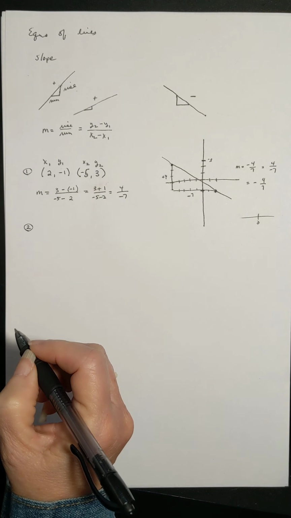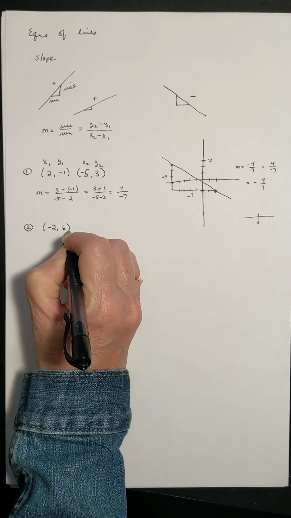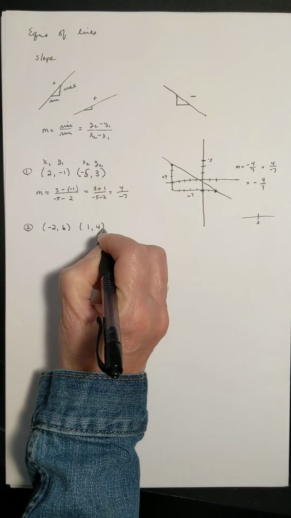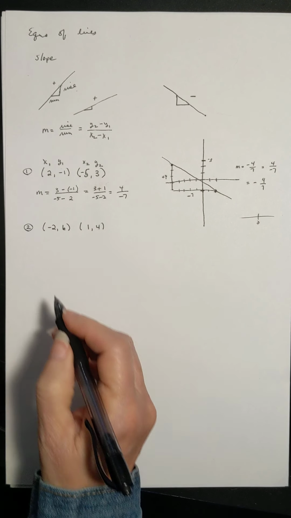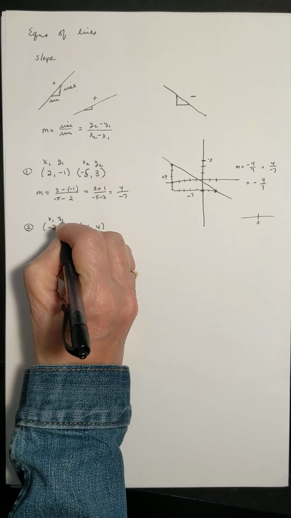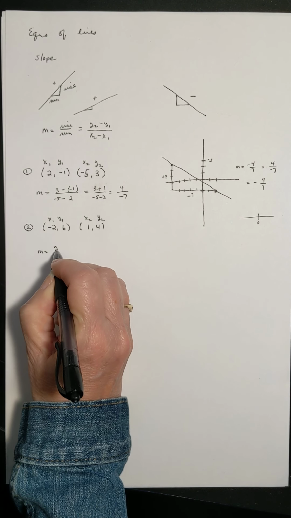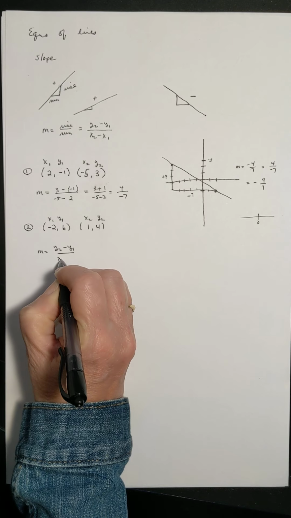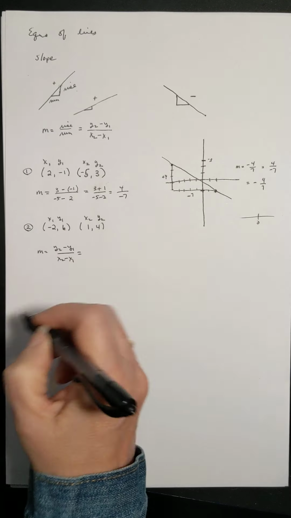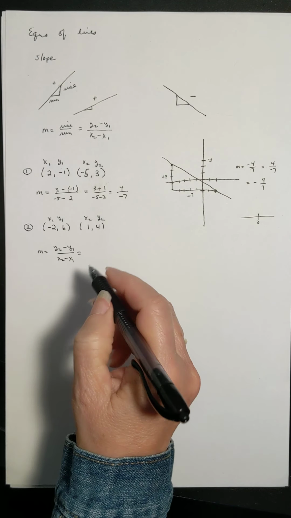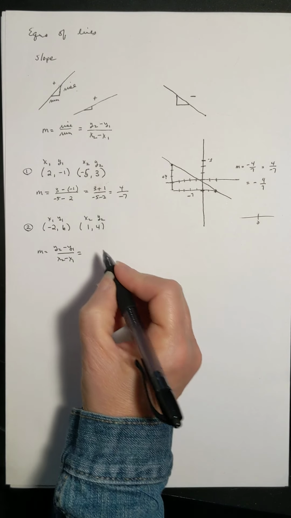Problem number 2 says negative 2 comma 6 and 1 comma 4. And this one I'm going to go ahead and do the formula first and then I'll graph it. So this is x1, y1, x2, y2. So y2 minus y1 over x2 minus x1. And again, it's always good to write down the formula. You get all points for all of this kind of stuff on your test. And so write down the formula and then plug in the numbers and then do the arithmetic.